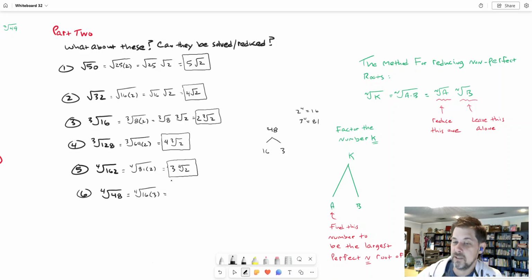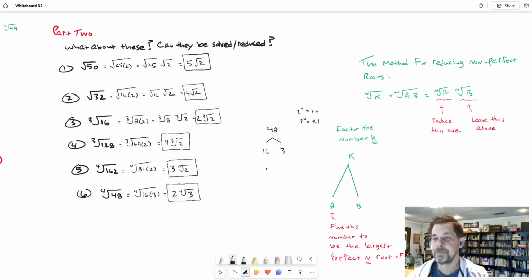Fourth root of 16 is equal to 2. And so we'd say 2 times fourth root of 3. Okay, this last one will be irreducible so long as you factor this in a way that that number is the largest perfect fourth root of 48. Okay? All right, so that's how we reduce the non-perfect ones.